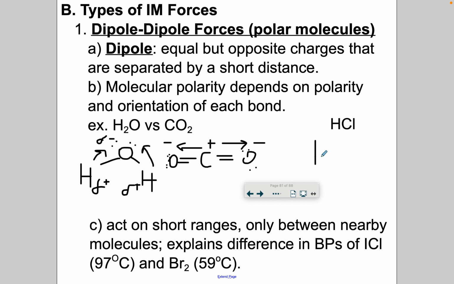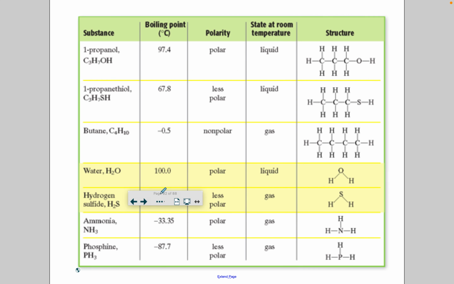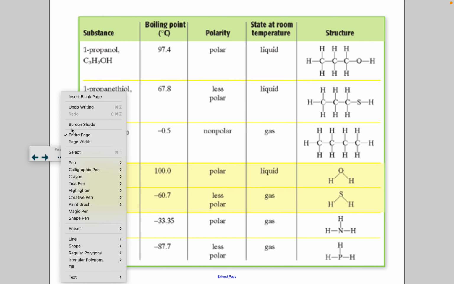Hydrochloric acid. Okay, that's what it looks like. Chlorine is right next to fluorine, very high electronegativity value. So here's my slightly positive, and this is my slightly negative. Here's another table just showing polarity and how things that tend to be polar have higher boiling points than those that are nonpolar or less polar. So I have a short video that I will play.